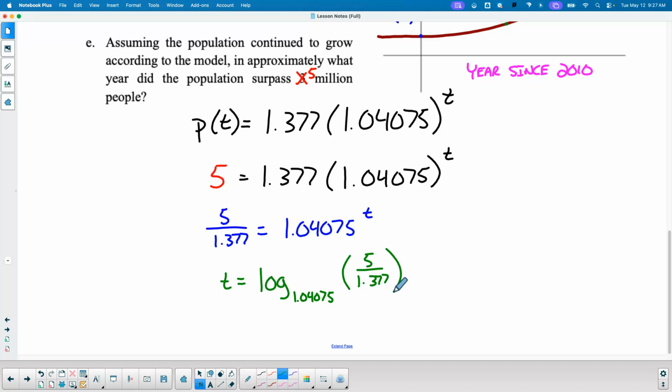Now, if you've got a fancy calculator, meaning one of ours, an Inspire, or one of those scientific Casio type ones, you can type this in as is. If you don't have one of those fancy ones, you need to use the change of base formula, which is going to take log of 5 divided by 1.377, and then you're going to divide that by the log of 1.04075.